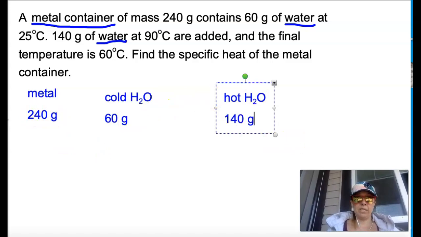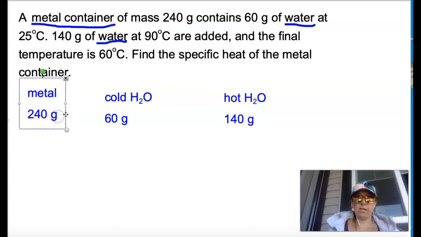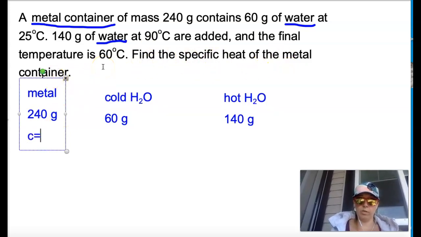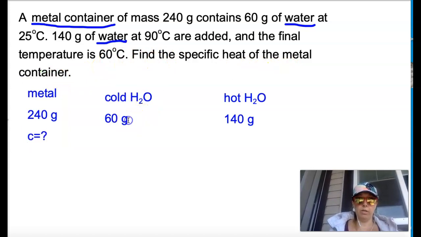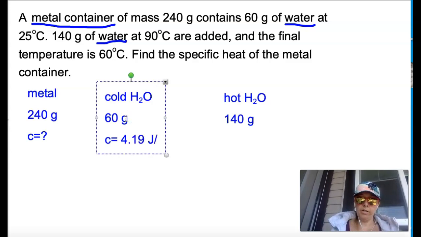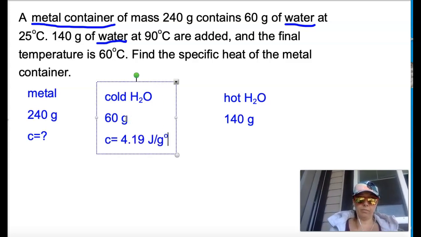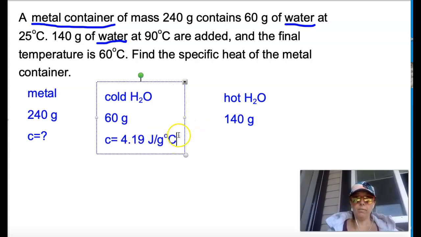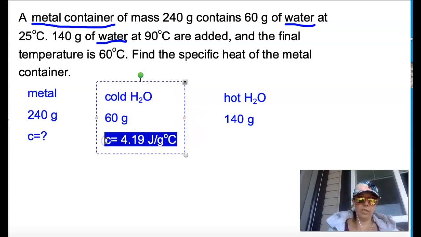So we have masses for everything. So specific heat-wise, for the metal, that's what we're trying to find, right? It says find the specific heat of the metal container. So this is our unknown. Okay, this is water, so we know that the specific heat is 4.19 joules per gram degrees C. Okay, and then obviously the hot water is going to be the same.